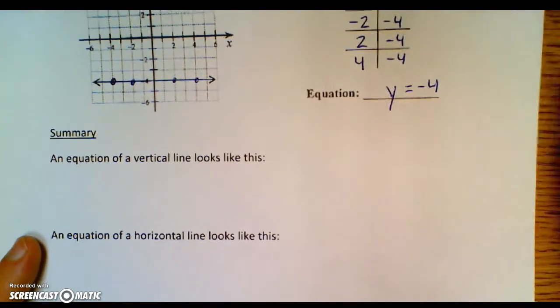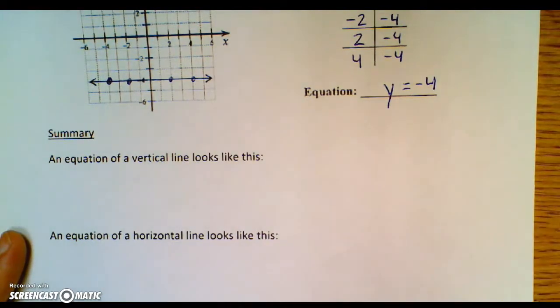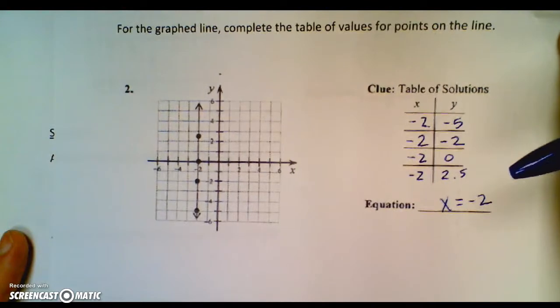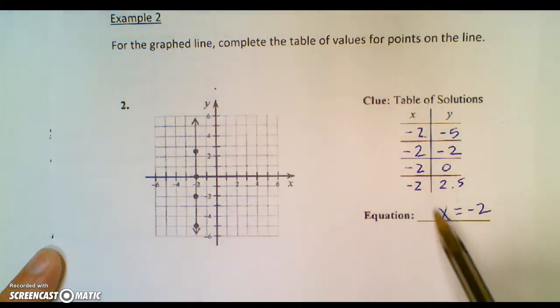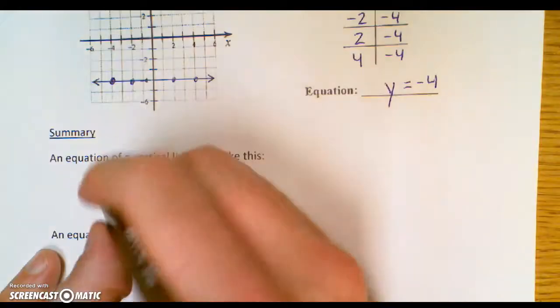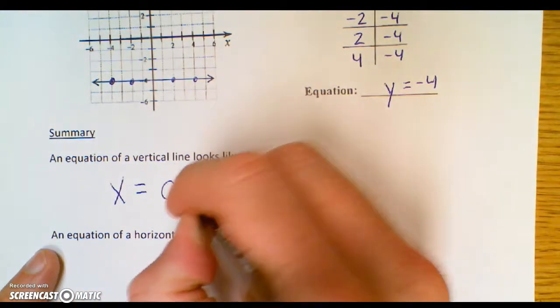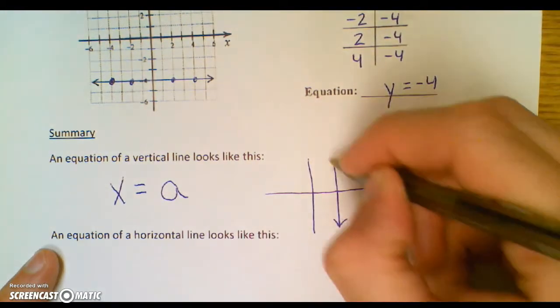So the summary of what we've done is, the equation of a vertical line looks like this. Anytime we have a vertical line, let's look back to our example on the front. That's a vertical line. So whatever the value is, we just say x equals that point that it's going through on the x-axis. So it's x equals some number, and I'll just say a. And it looks like that.